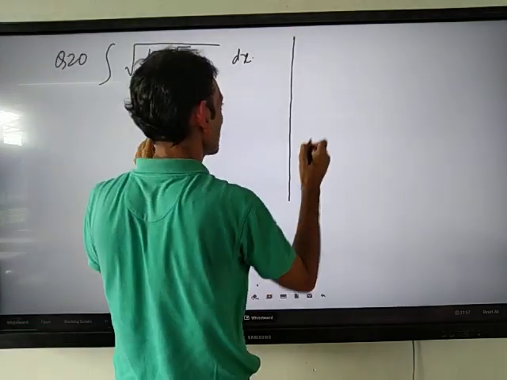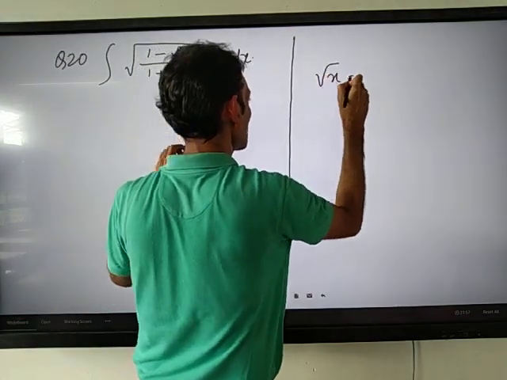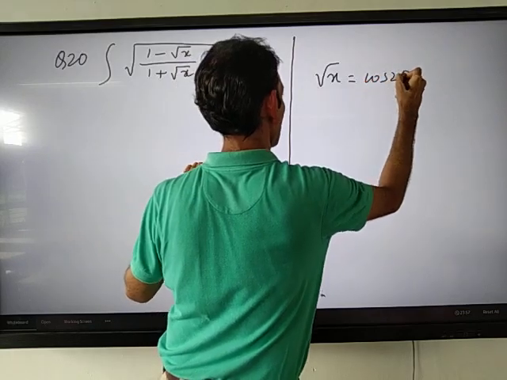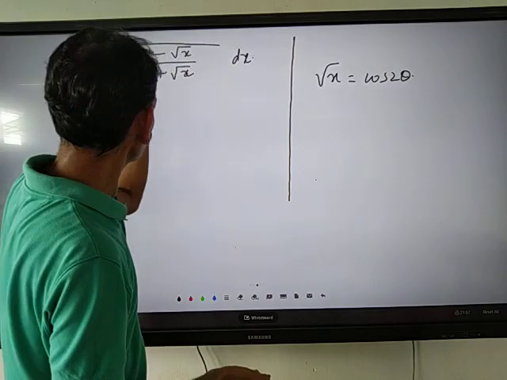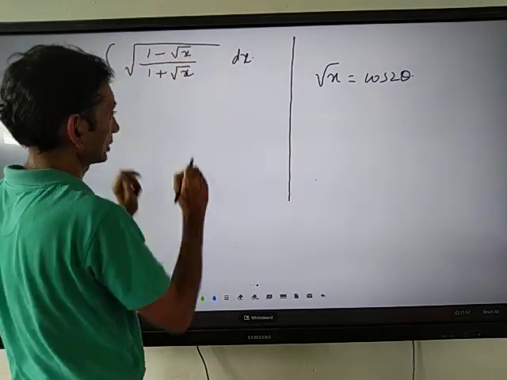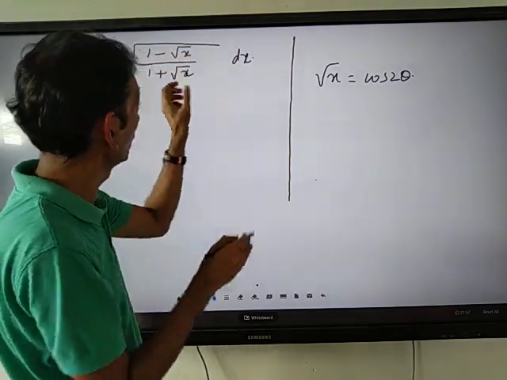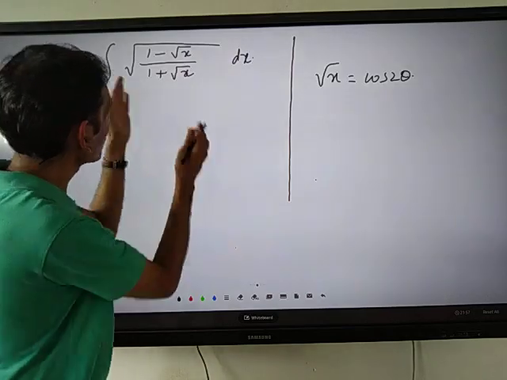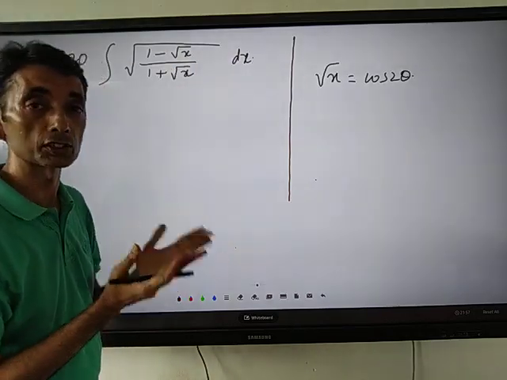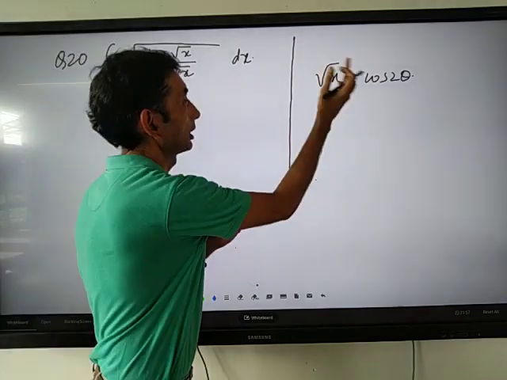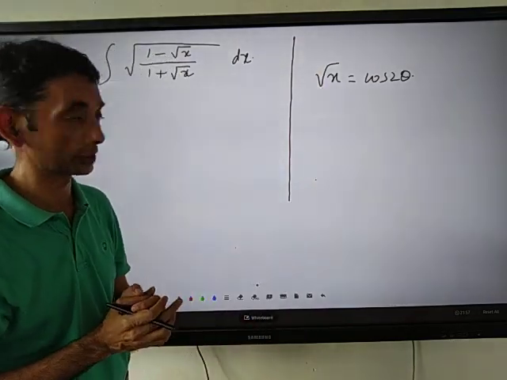So what's the simple substitution? We'll just substitute root x equal to cos 2 theta. In fact, we can substitute root x equal to cos theta as well. The moment we substitute, 1 minus cos 2 theta and 1 plus cos 2 theta each have a formula, and that is the logic for selecting root x equal to cos 2 theta.